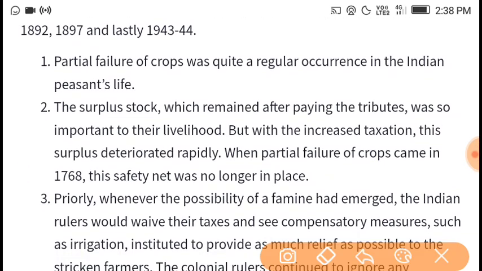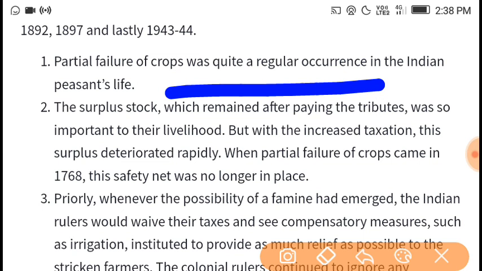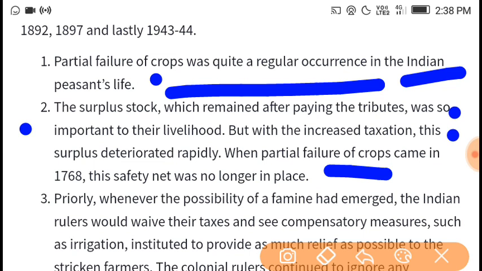Partial failure of crops was quite a regular occurrence in the Indian peasant's life. The surplus stocks which remained after paying the tributes were so important to their livelihood because with the increase of taxation, the surplus deteriorated rapidly. When a particular partial failure of crops came in 1768, the safety net was no longer in place.